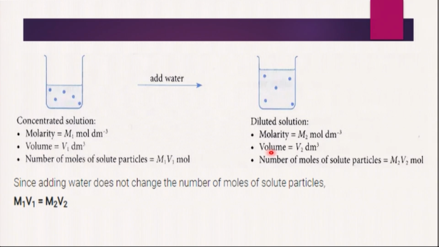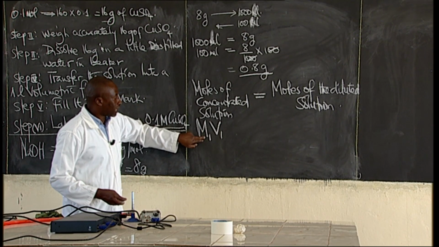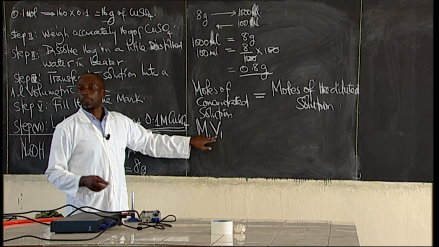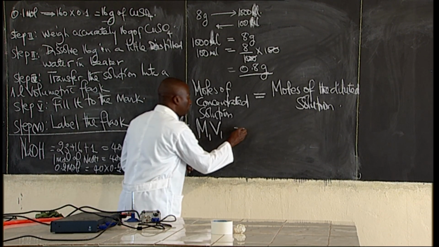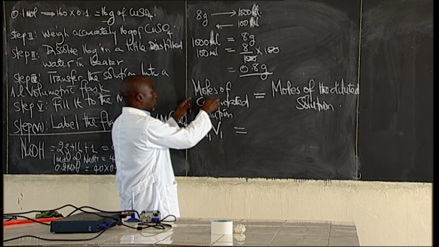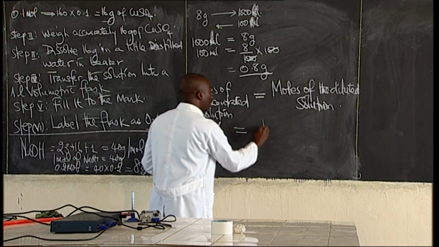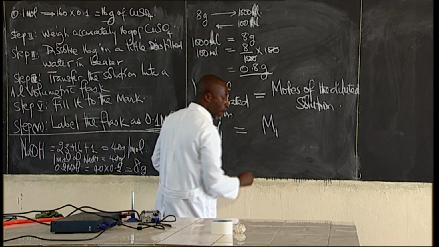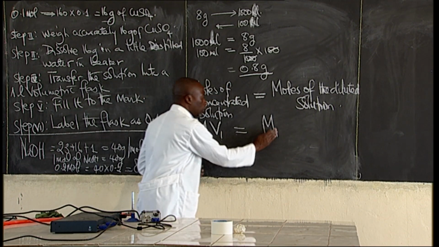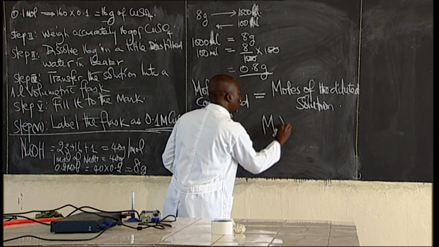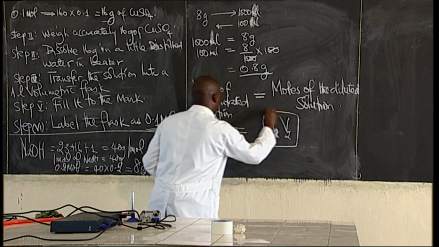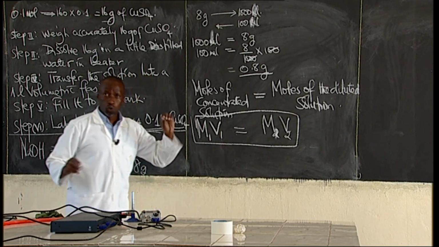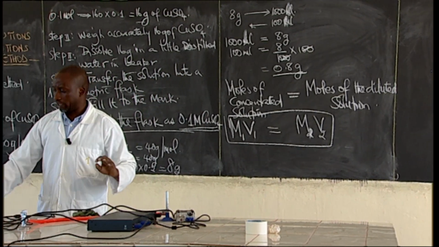This represents the moles. Moles is equal to the molarity times volume. The volume has to be in liters. This is the moles of the concentrated solution, and it is equal to M2 V2, because it has changed. This is what you are expected to recall always.